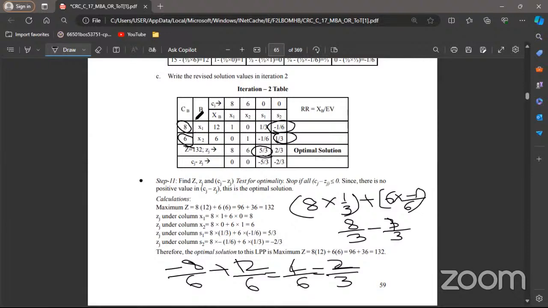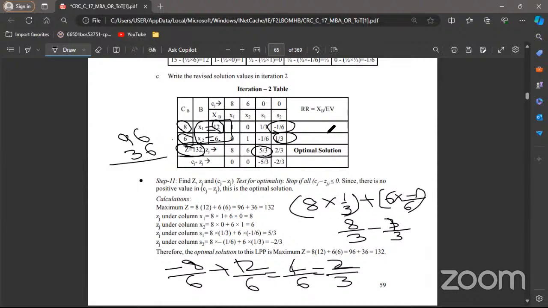So what is your solution? X1 is equal to 12. X2 is equal to 6 is your solution. That's all. Very simple. And at these values, how much is the Zj value? You also need to find that out. Again, same: 12 into 8 plus 6 into 6. 12 into 8 is 96. 6 into 6 is 36. So how much is Zj? 132. That's all.